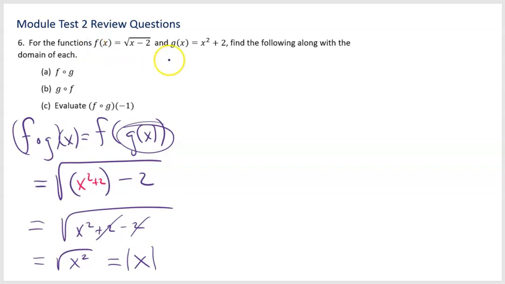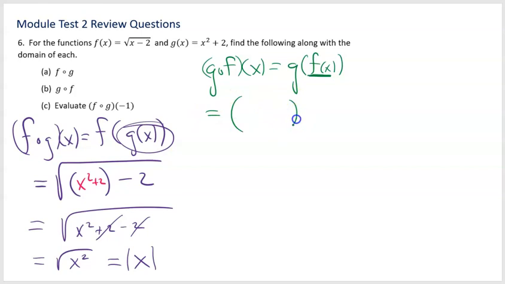But let's keep going. So the next one, we have G composite F of X. By definition, that's G of F of X. So what am I supposed to do? I'm supposed to plug in F of X for every X in the G function. So write down the G function with parentheses where the X belongs. And inside there is the F function. So inside, I'm going to put the F function, which is the square root of X minus 2.